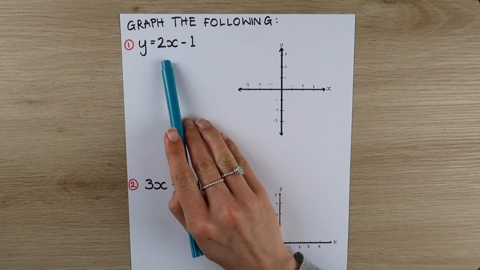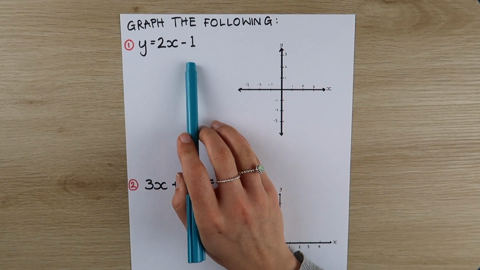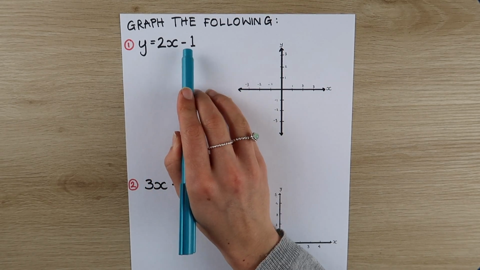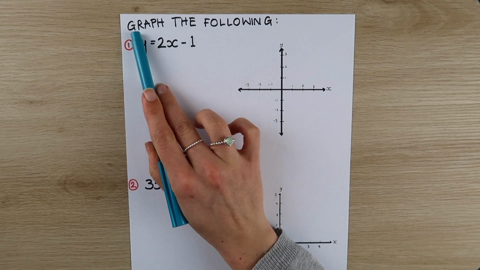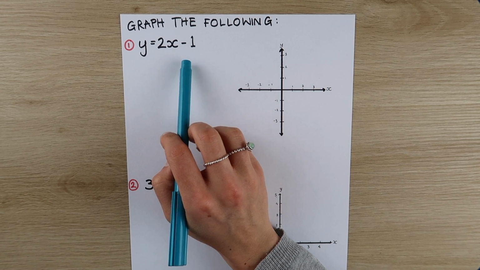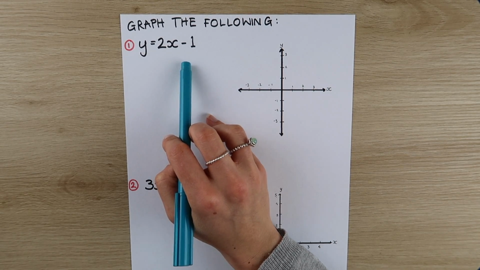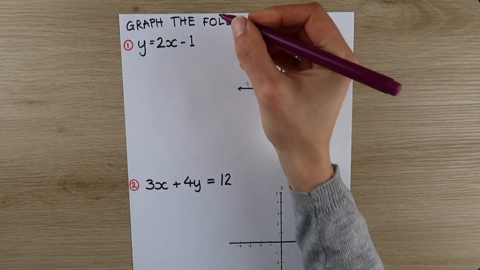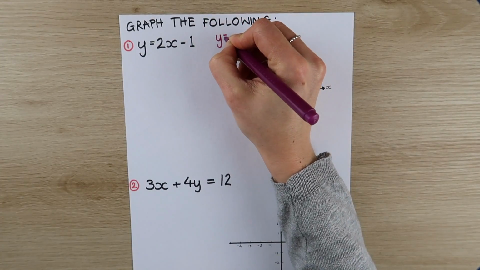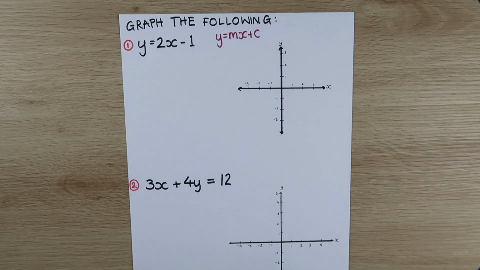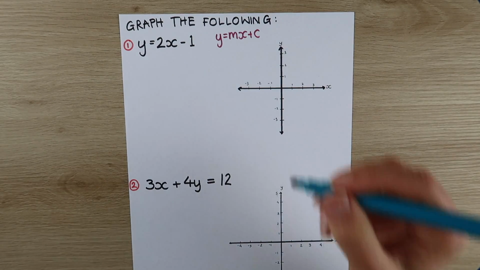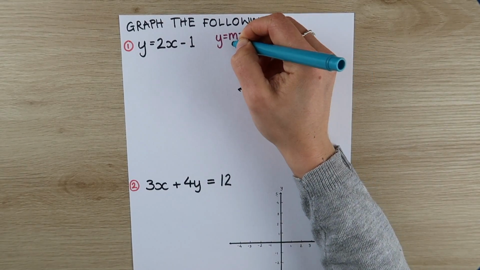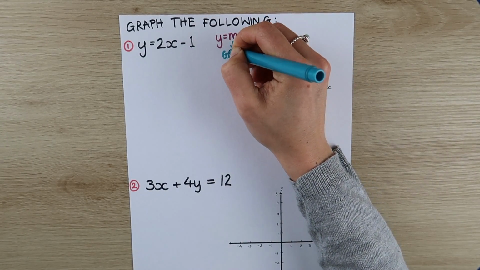The way that this first example is set up, if we look at the equation, I have y equals 2x minus 1. Now this format is what we call the y-intercept and gradient method. That is because when it's in this form, it is y equals mx plus c, where c is your y-intercept and m is your gradient.